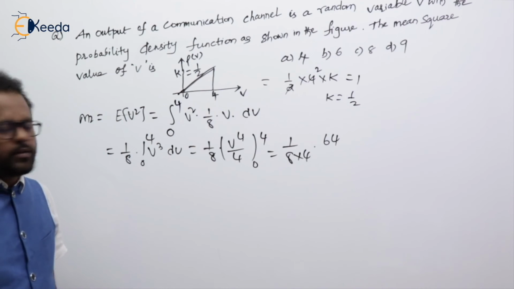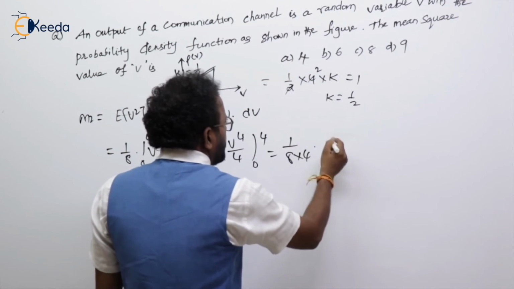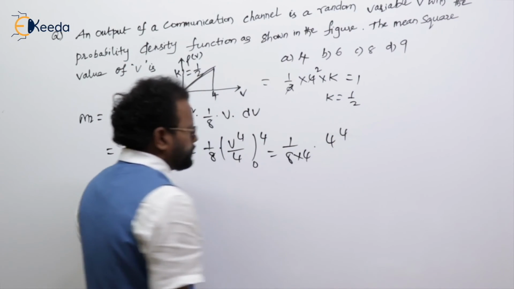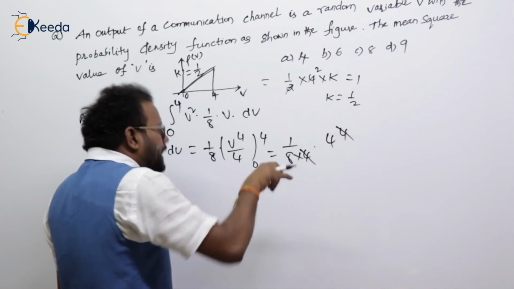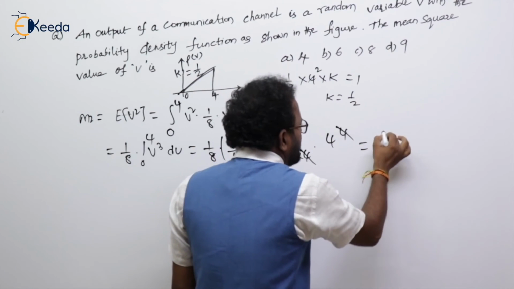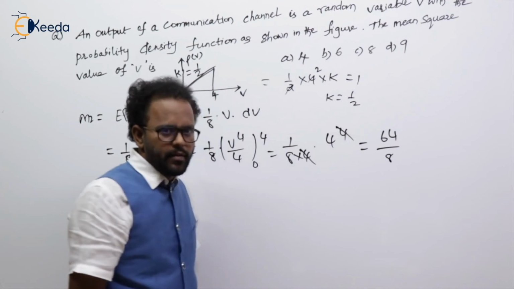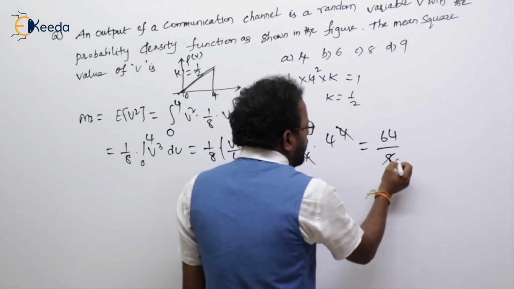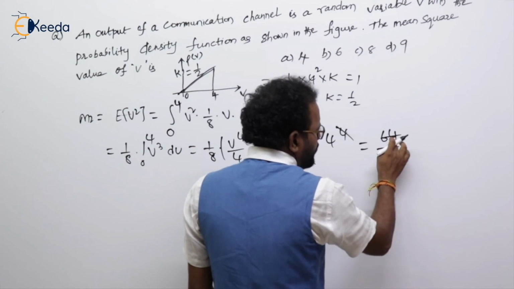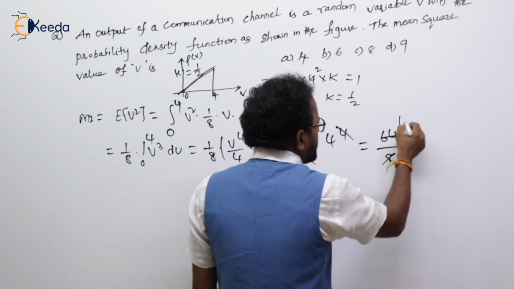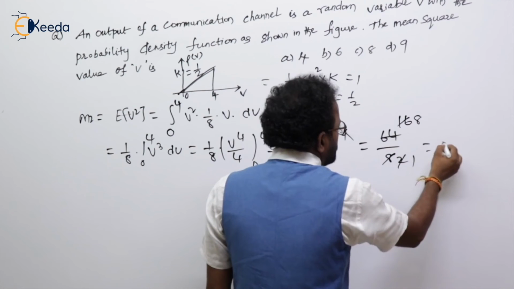Sorry, 4 power 4, not 64. So it will be 4 power 4 and one 4 is gone. Then remaining is 4 cube, which is nothing but 64 divided by 8. Are you getting my point? 4 ones are 4, 4 twos are 8. So its value is nothing but 8.